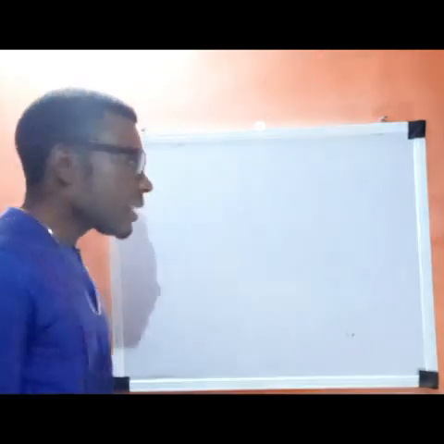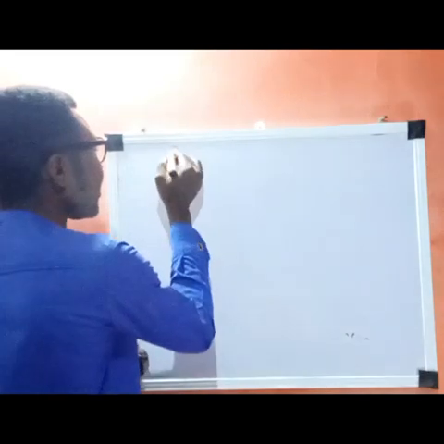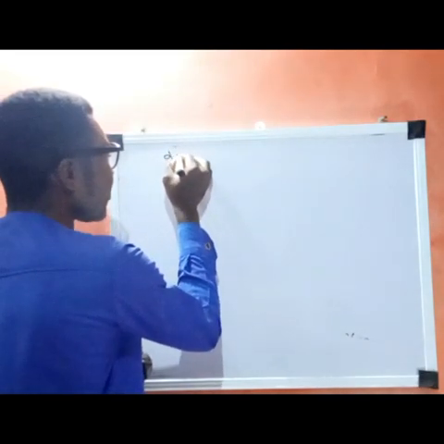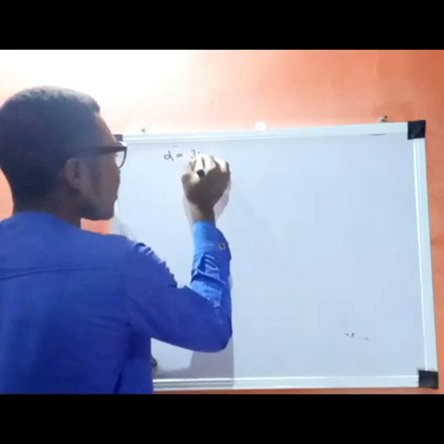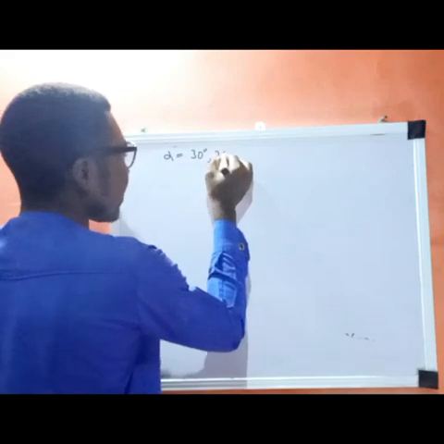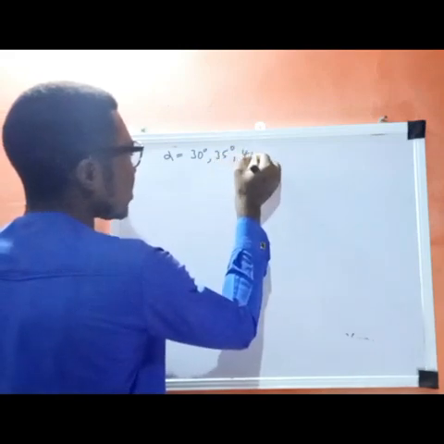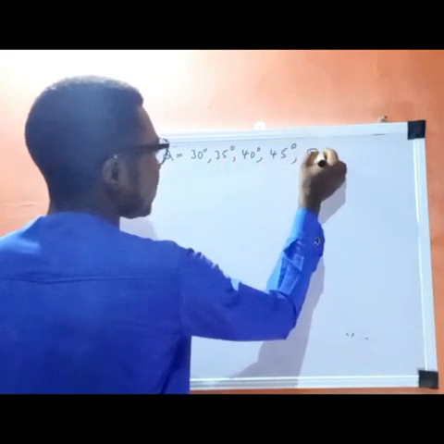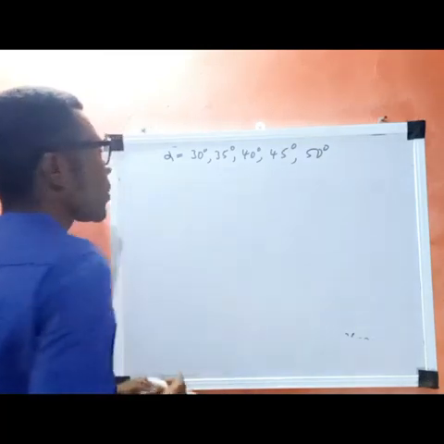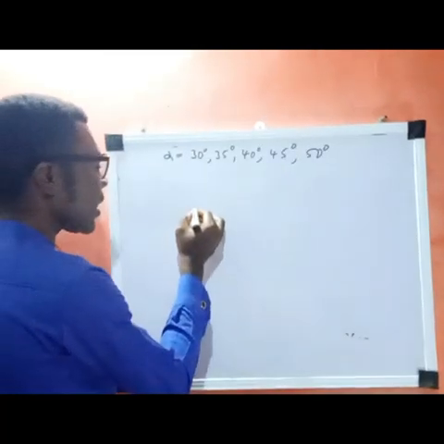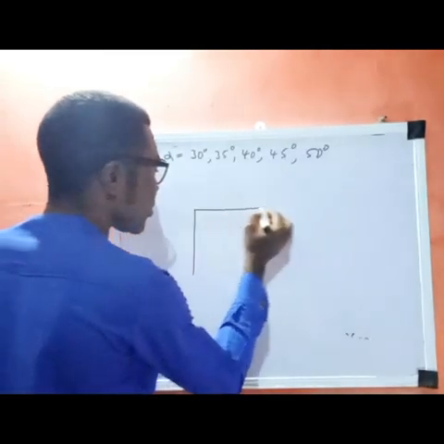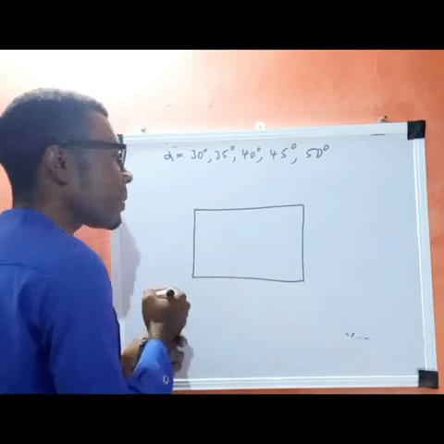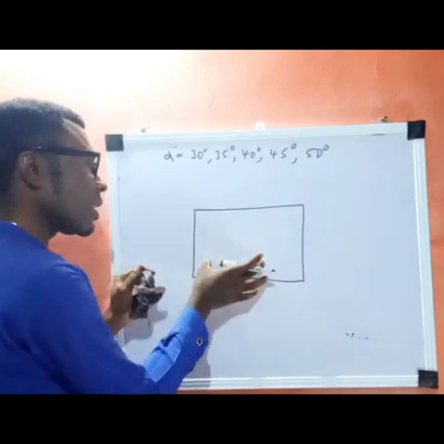Say in one practical exam, you are given that alpha is an angle given as maybe 30 degrees, 35 degrees, 40 degrees, 45 degrees, 50 degrees, 1, 2, 3, 4, 5. Usually 5 or 6. And then a diagram is drawn this way.